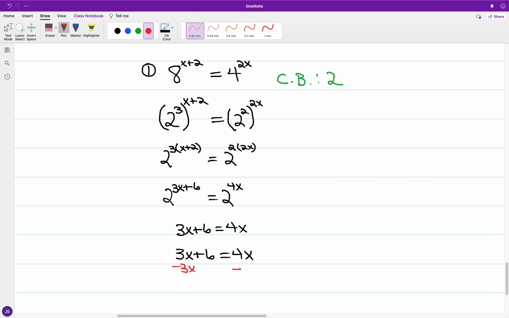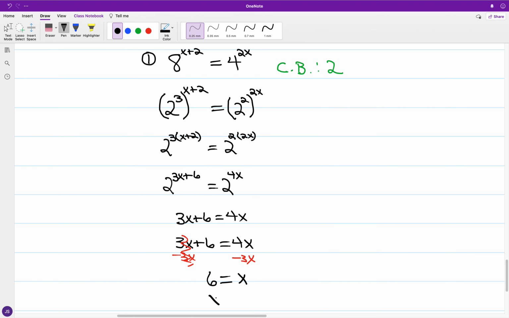And just putting the x terms together, so I have 4x by itself, and this can be joined with 3x upon subtracting that term. So we got that 6 is equal to x. So the missing value x is going to come out to 6.